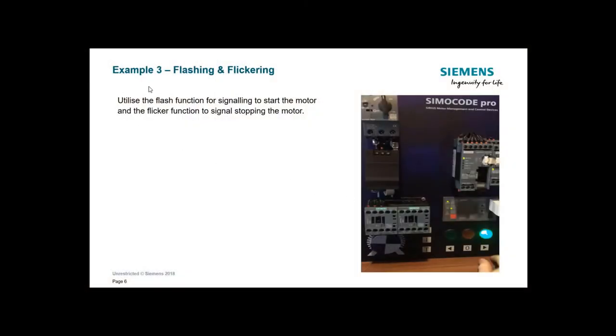So in example three, we're going to be having a look at flashing and flickering. So this is some of the internal logic functions which SIMOCODE has to offer. So we're going to utilize the flash function for signaling the start of the motor and the flicker function to signal the stopping of the motor. And this video on the right hand side will give you an idea of the general operation.